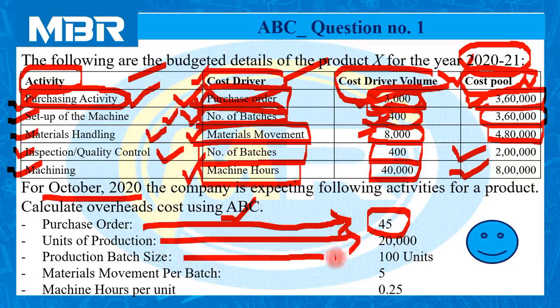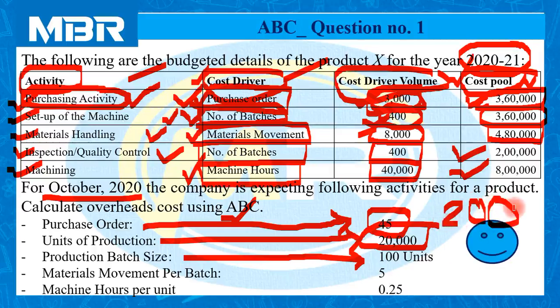Production batch size is 100 units. It means in one batch we produce 100 units at a time. So for 20,000 total units produced, we need 20,000 divided by 100, so 200 batches. That we will calculate later on, but you need to keep all these figures in mind.